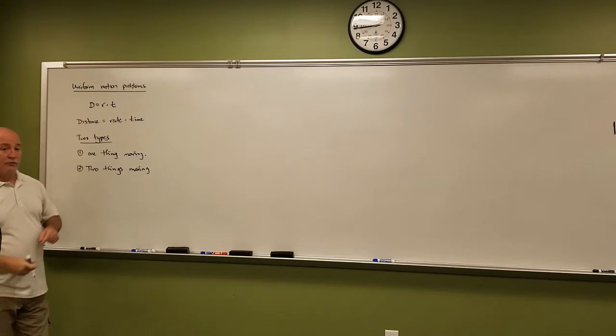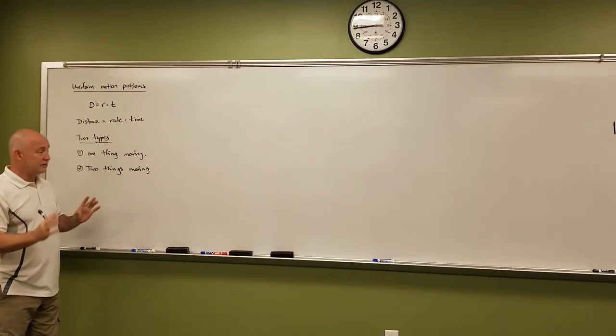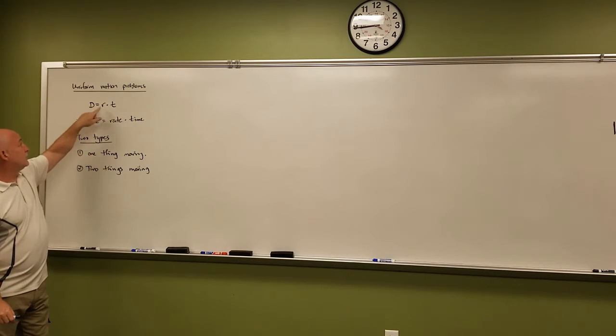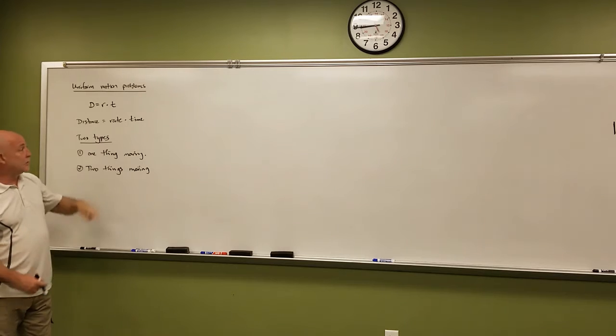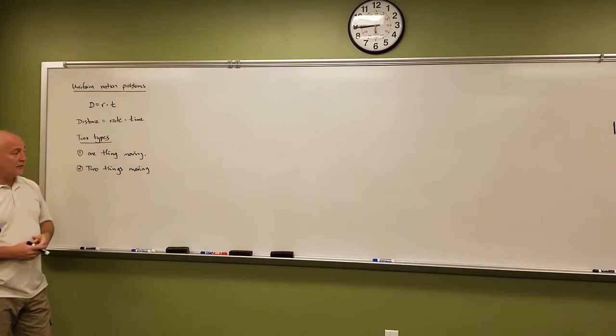With the one thing moving, I'm actually not going to give you an example of this because it's so straightforward. If you only have one thing moving, then generally you're given two of the three things up here, like you drove 400 miles in 8 hours. How fast were you going? So you just plug in the two pieces of information that you know and solve for the last. Those are very, very straightforward.